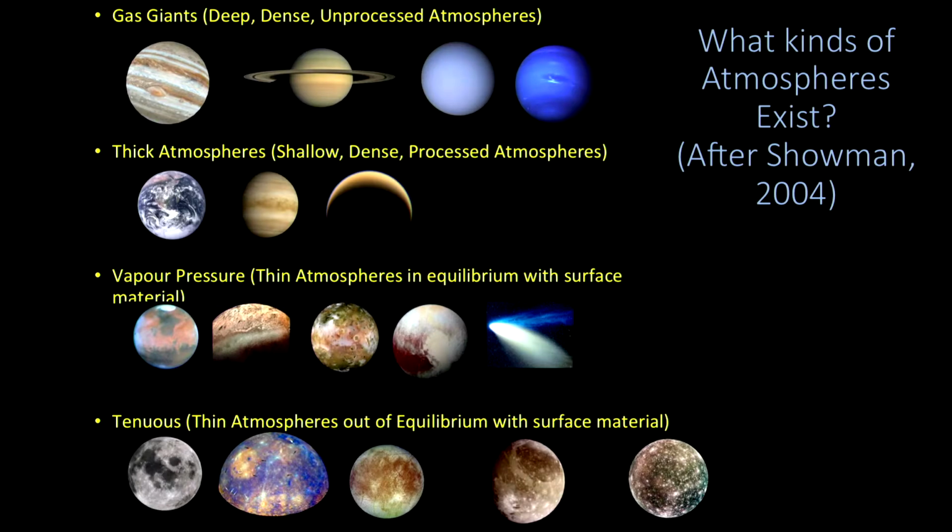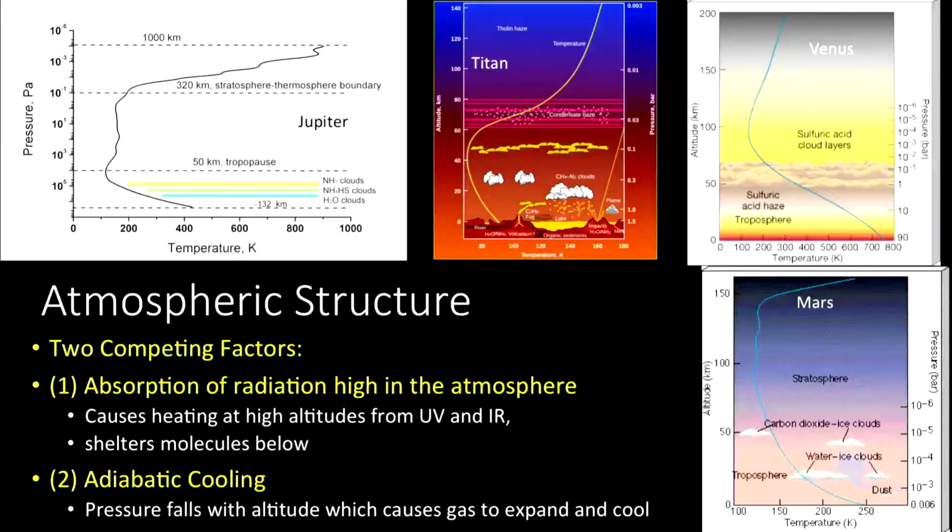Then you have vapor pressure atmospheres. These are thin atmospheres that are in equilibrium with surface material. Mars's pressure goes up and down as the carbon dioxide in its atmosphere condenses and then evaporates. And that's true for places like Pluto. It's true for comets as well. And then you have things that many planetary scientists might not call an atmosphere at all, like the moon, for instance. These are places where the atmosphere is actually stimulated by the bombardment of other particles, for instance, from the sun or from micrometeorites.